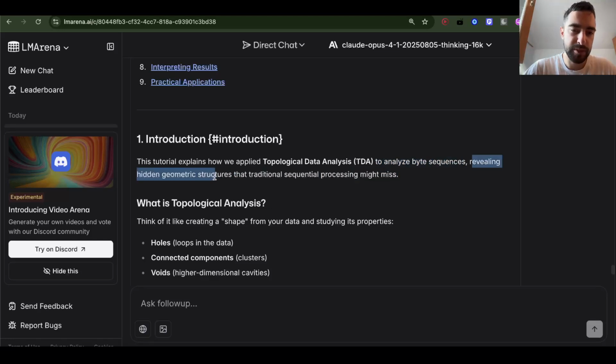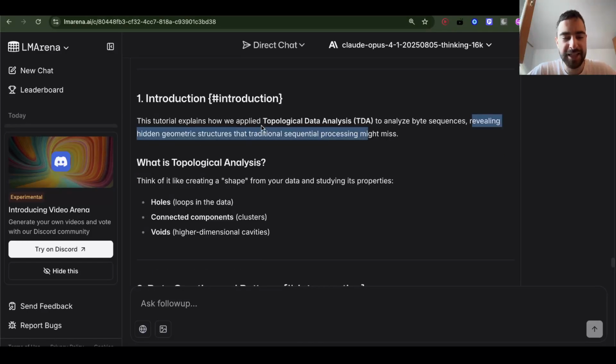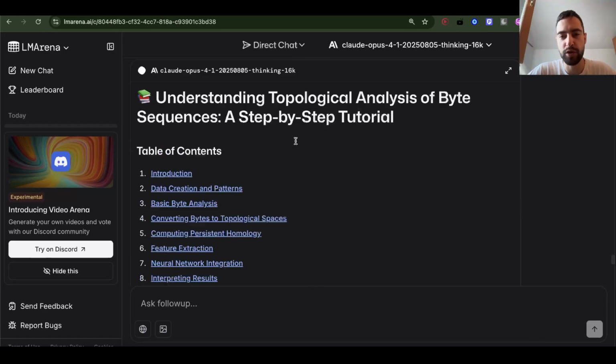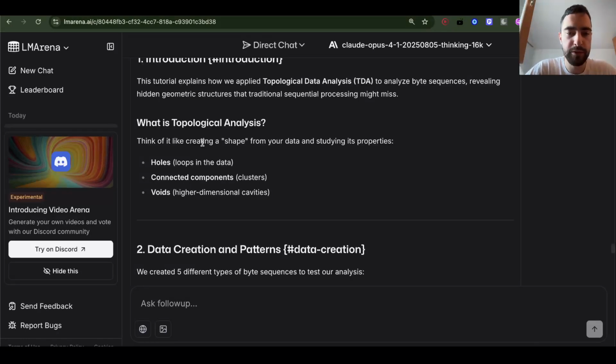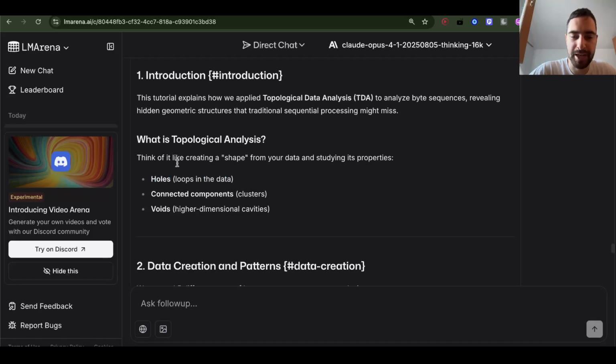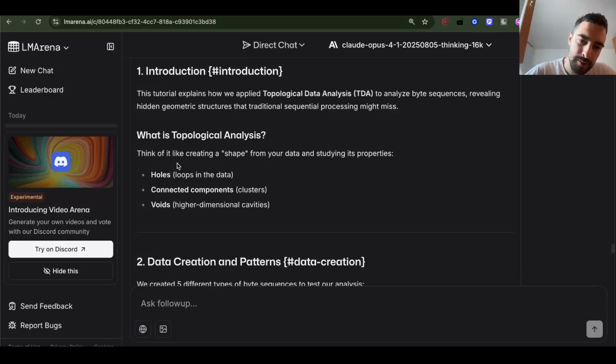Revealing hidden geometric structures that traditional sequential processing might miss. I just copied the output to Claude Opus and told it to explain. It has its own code as well and everything. Think of it like creating a shape from your data and studying its properties. For example, loops in the data, which we have 3 of the same sentences, those are these holes in the topological analysis. Not sure what those are though.